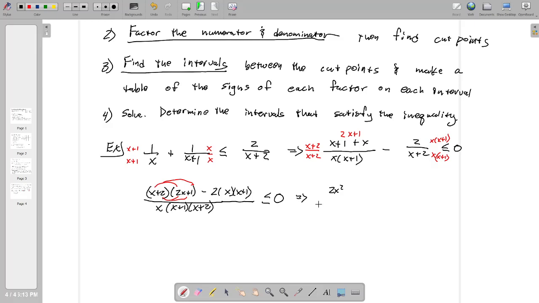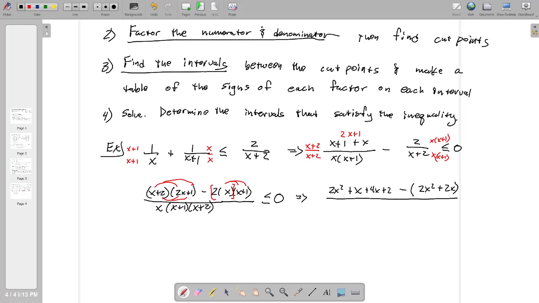We get 2x squared plus x plus 4x plus 2, minus, and now I'm going to distribute my 2x here. So if we group these two, we can distribute this to both of these. So 2x times x is 2x squared, and 2x times 1 is plus 2x.